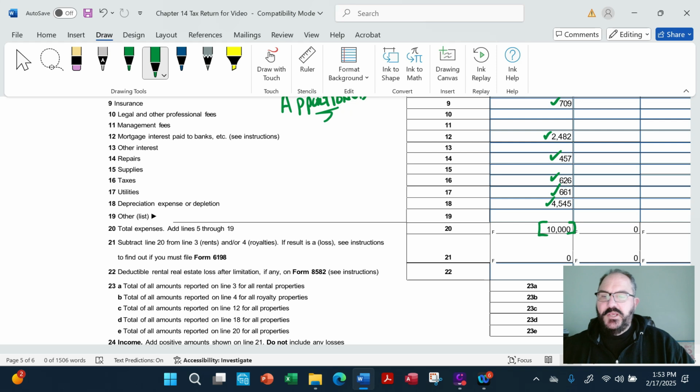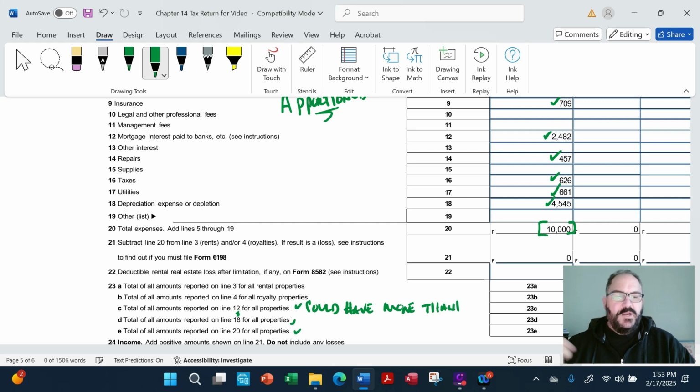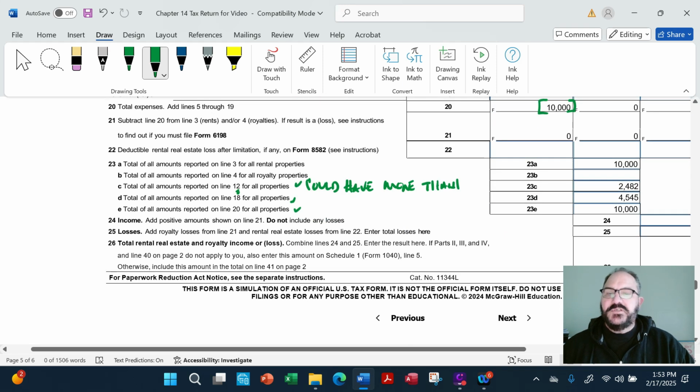And then these items, all you have to do for this, it says total of all amounts reported on line 12 for all properties. That's because you could have more than one. What if you have a bunch of rental properties? Okay, so these are just totals for all these. The numbers come right up from above, and there is your Schedule E.